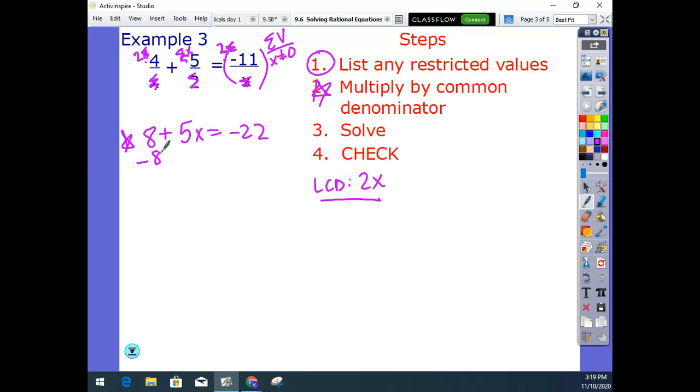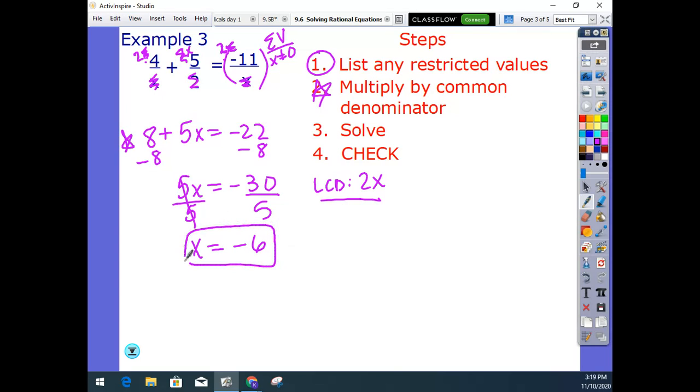Now I just get my 8 over on the same side as 22, which is negative 30. Divide by 5. And compare. Negative 6 does not match my excluded value, so we're good to go.